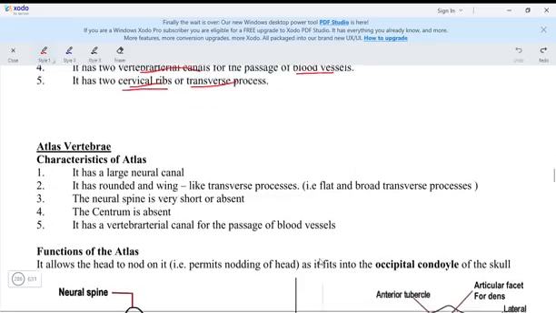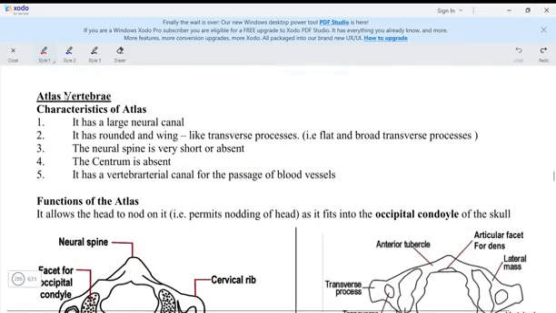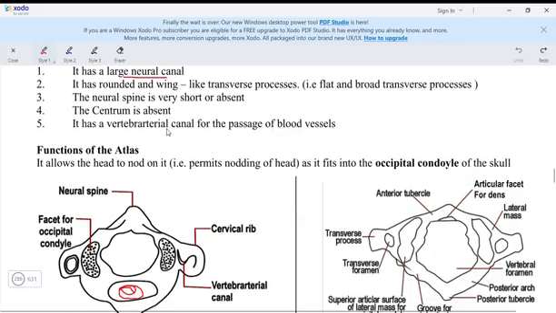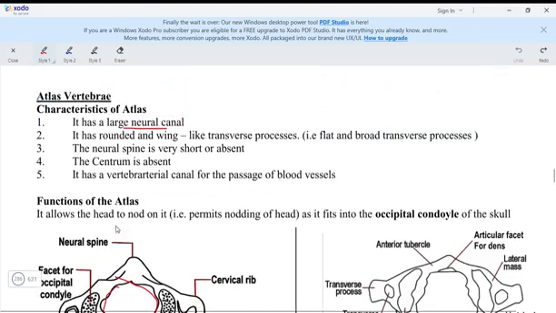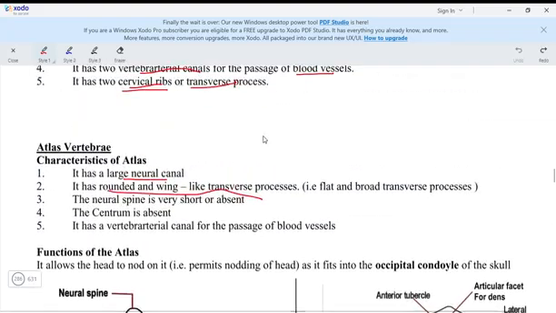Now, still looking at the cervical, so I said it's divided into two, atlas and axis. So for atlas, it has a large neural canal. So the atlas has a large neural canal. So as you can see, this is the large neural canal of the atlas. So large neural canal, it has rounded and wing-like transverse process. That means this transverse process that is beside is like round. So rounded transverse process, or wing like wing of a bird. So wing like transverse process.